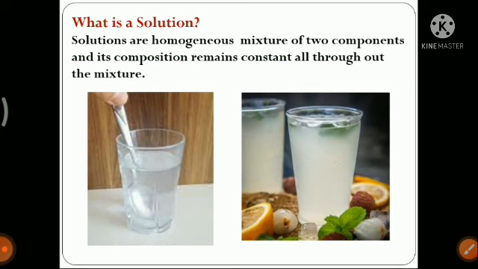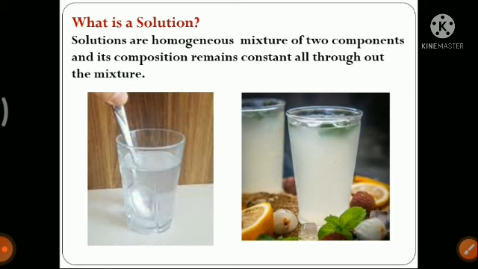In heterogeneous mixtures we get separate layers of the constituents, that means the substances that make those mixtures will form separate layers. For example, when we put sand in water, we see that the sand settles at the bottom of the vessel and the water is present above the sand. So you can see a distinct layer of sand at the bottom of the vessel.